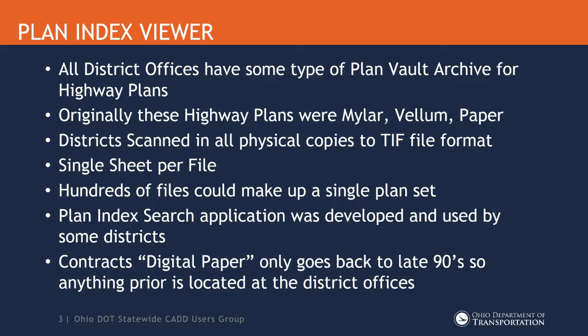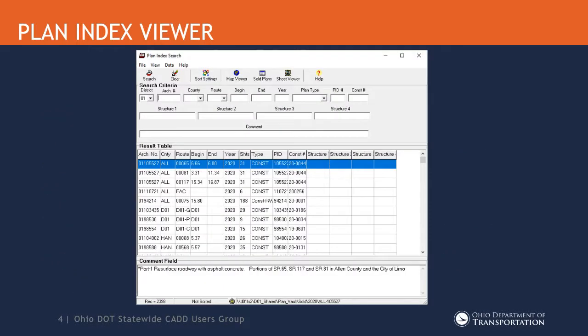Contracts had digital plans, which only goes back to the late 90s. I think '98 there were a few projects in there, but I don't think it really started taking off till about 2004. So our office wanted to get everything from contracts, which is actually how we started, and then we wanted to go and locate everything from the district offices and get all the legacy data that was before the 90s.